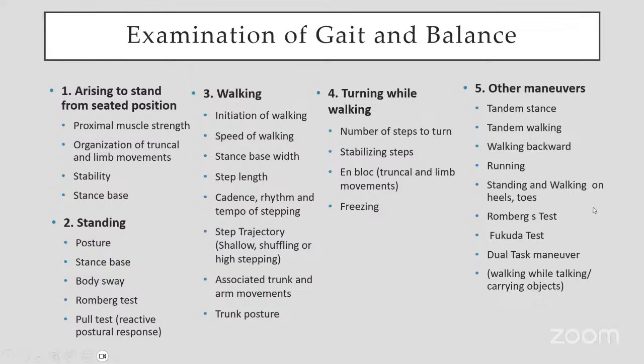If any subtle weakness is there, it can be seen. The Romberg test can be done for the sensory system, and the Fukuda test can be done for the vestibular system, and dual task maneuvers, such as walking while talking or walking while carrying objects. These are the extra maneuvers. And finally, motor, sensory, and skeletal examination should be done.